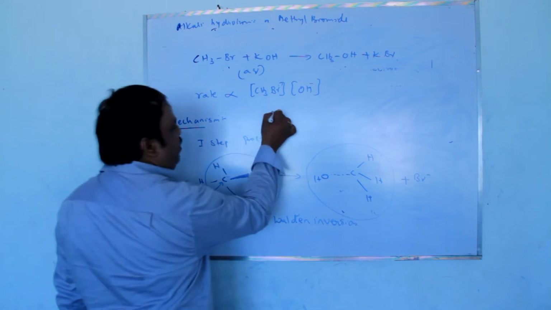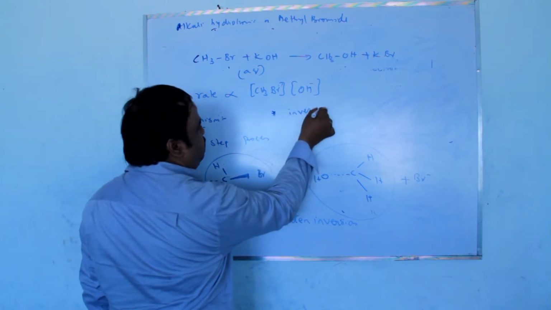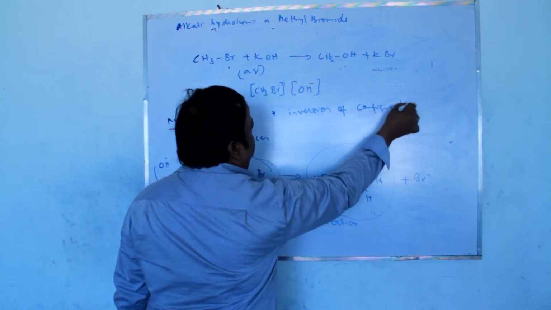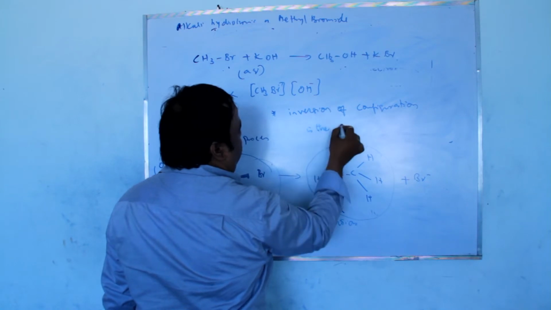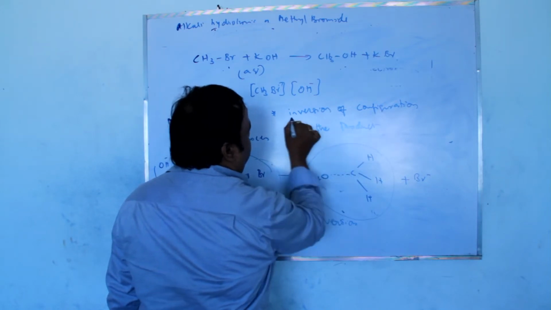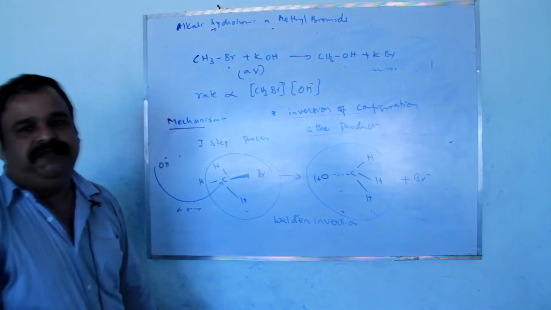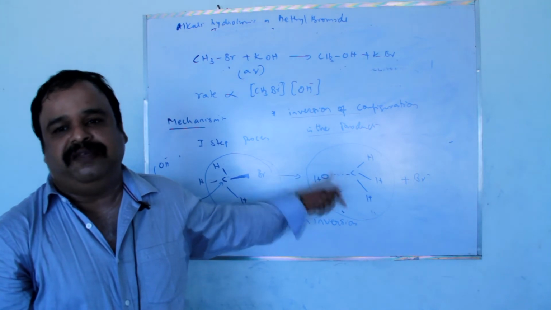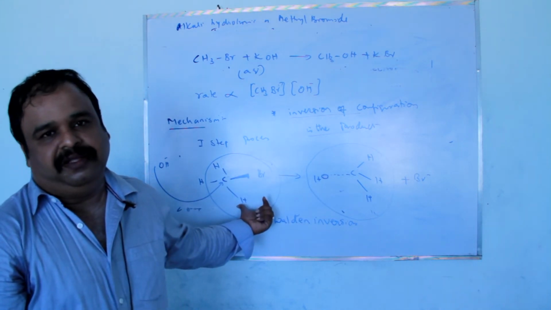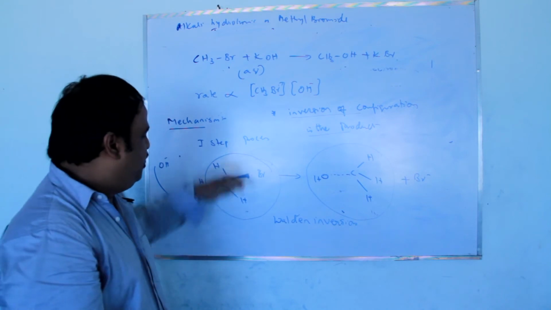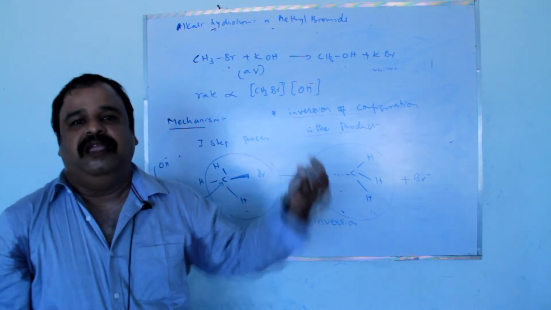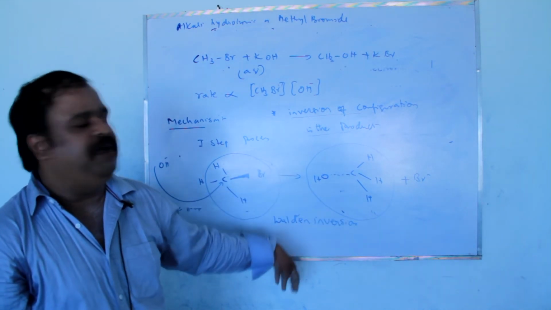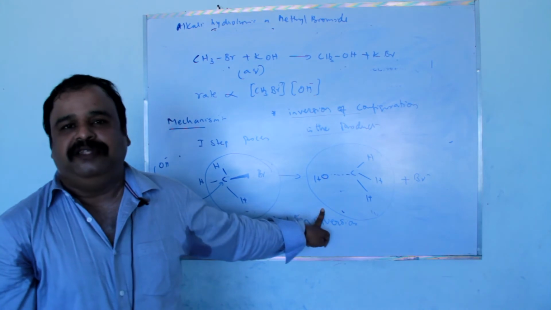So the main feature is inversion of configuration in the products. That is a major factor in the case of SN2 reactions, where the product is formed with the reverse of the configuration of the reactant. Originally, if you observe the reactant and product as different compounds, they may have the same configuration. But in this reaction mechanism, we get the product with inversion of configuration.